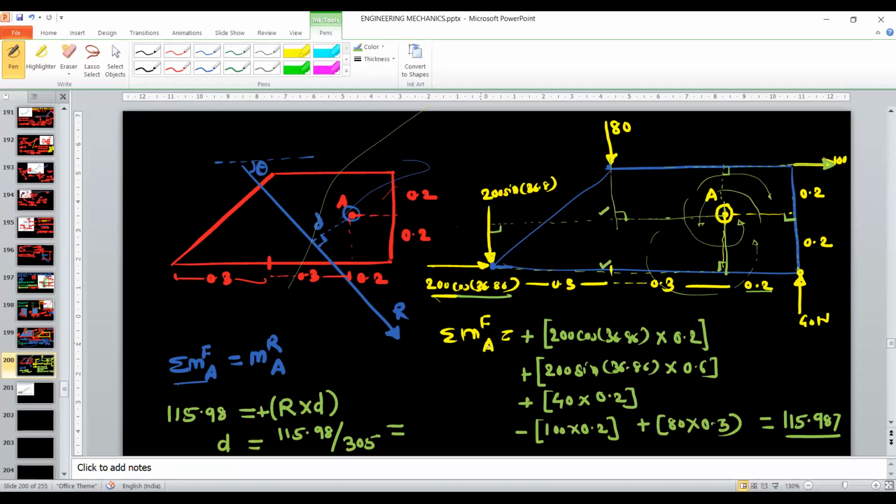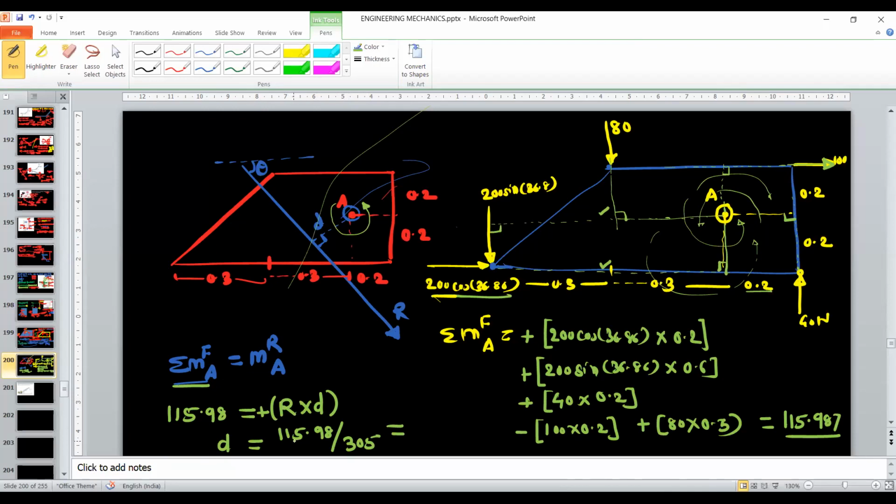So the summation of moment about the point A is equal to 115.98 Newton meter. This is the left hand side, and the right hand side is nothing but the moment by the resultant about A. This is the resultant, and this is the perpendicular distance, so R into D, and this moment will be anti-clockwise. The moment by the resultant about the point A is positive. So from this, you will get the distance D.